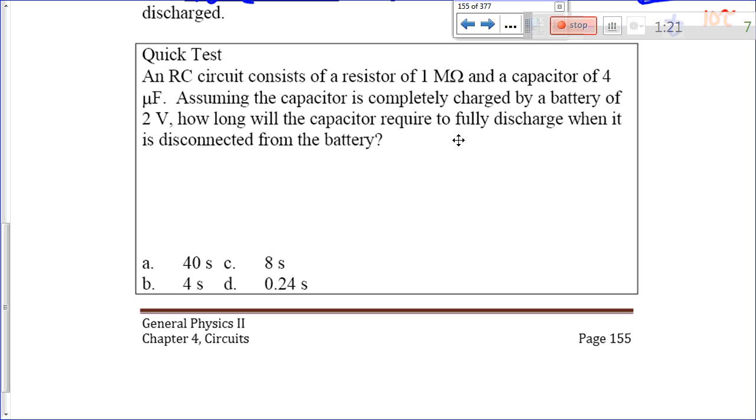If you haven't gotten the answer yet, you're probably thinking a little bit too hard about this. We want to know the time to fully discharge the capacitor. About 12 more seconds. 5 seconds. 2 seconds.